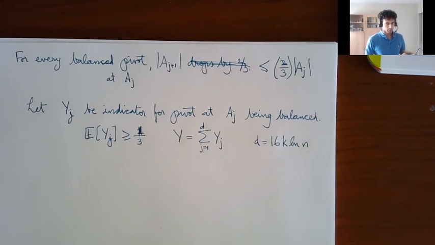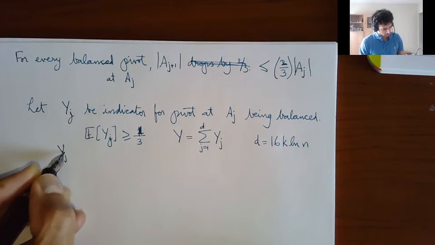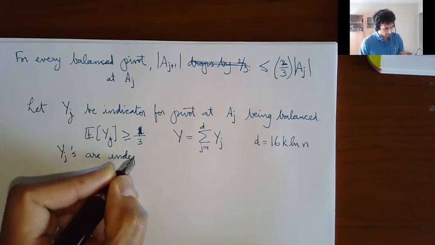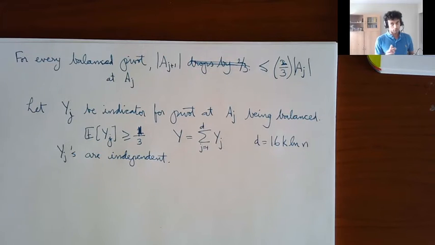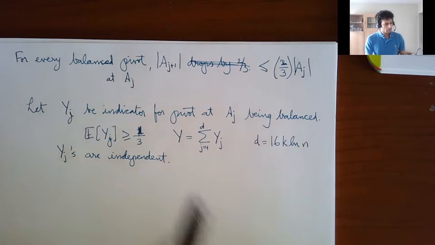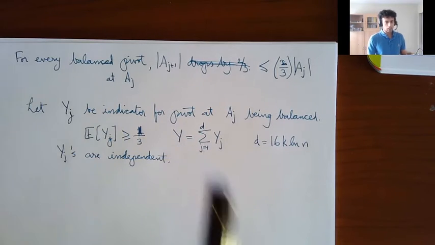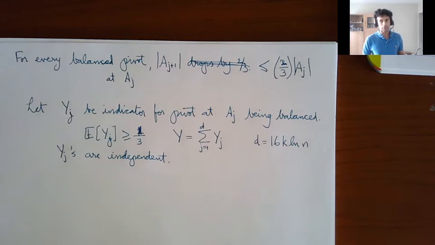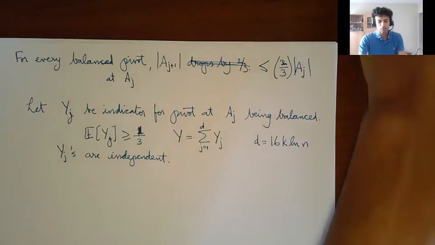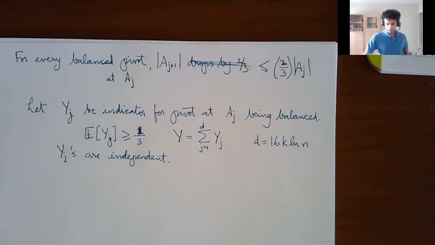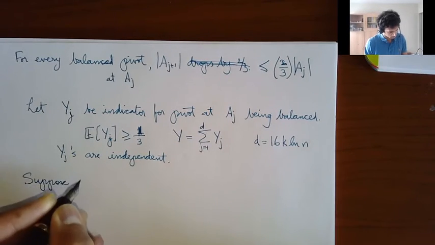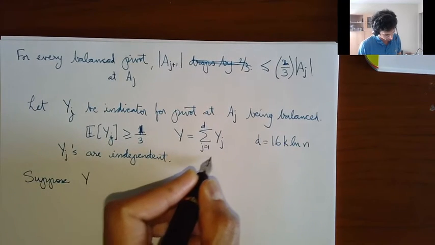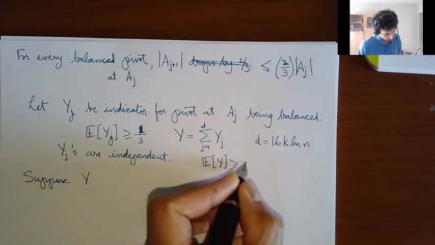Okay. Now let me try to understand what is going on. The y_j's are independent, so I can apply the Chernoff bound to y. This is key, to discover what are the random variables that you can apply the Chernoff bound to. Before I apply the Chernoff bound, let me first tell you what are the restrictions that I'm going to have on y. The expectation of y is at least D over 3.